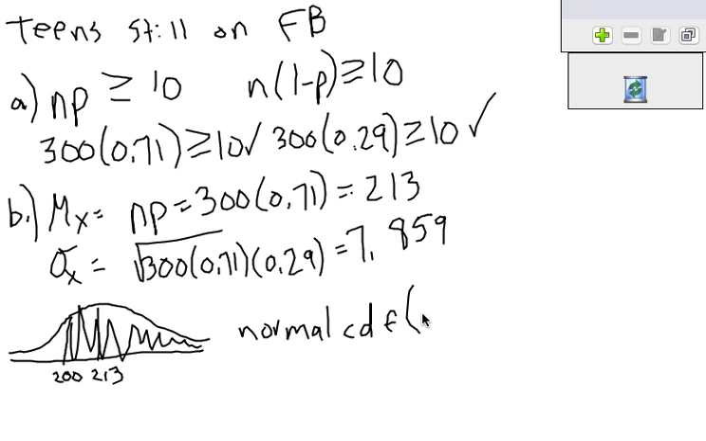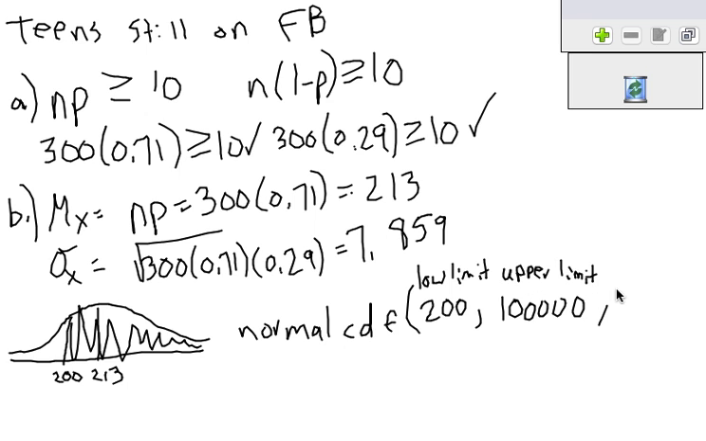Our lower limit would be 200. They had something really weird printed on here, and I didn't, but then I saw the right answer. So there's our lower limit. Our upper limit is a bagillion. Our mean is 213, and our standard deviation is 7.859.